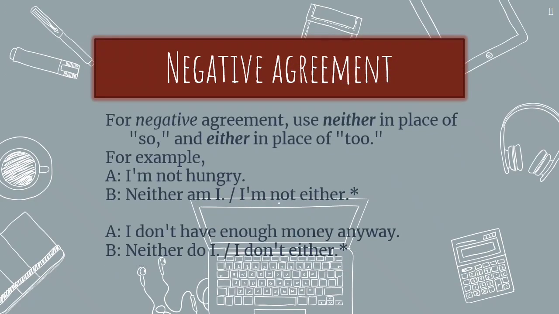Now we move to negative agreement. For negative agreement, we use neither in place of so and either in place of to. For example, I'm not hungry. You can say neither am I. Or if you use either, I'm not either. I don't have enough money anyway. Neither do I, or I don't either.